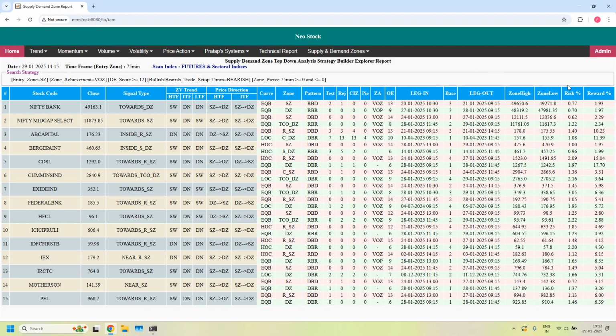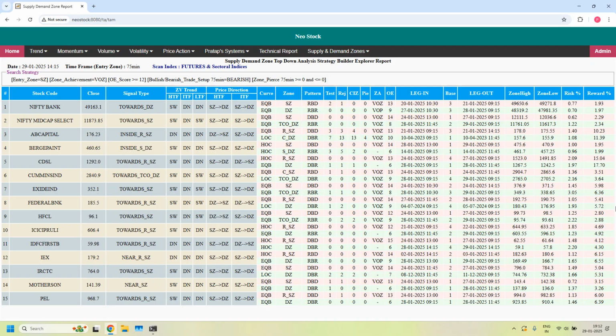Now let's filter the stocks. We got 15 stocks. Currently these 15 stocks are supporting bearish trade setup for weekly income trade, and entry time frame zones are 75 minute supply zones. So all these 75 minute supply zones are supporting bearish trade setup.